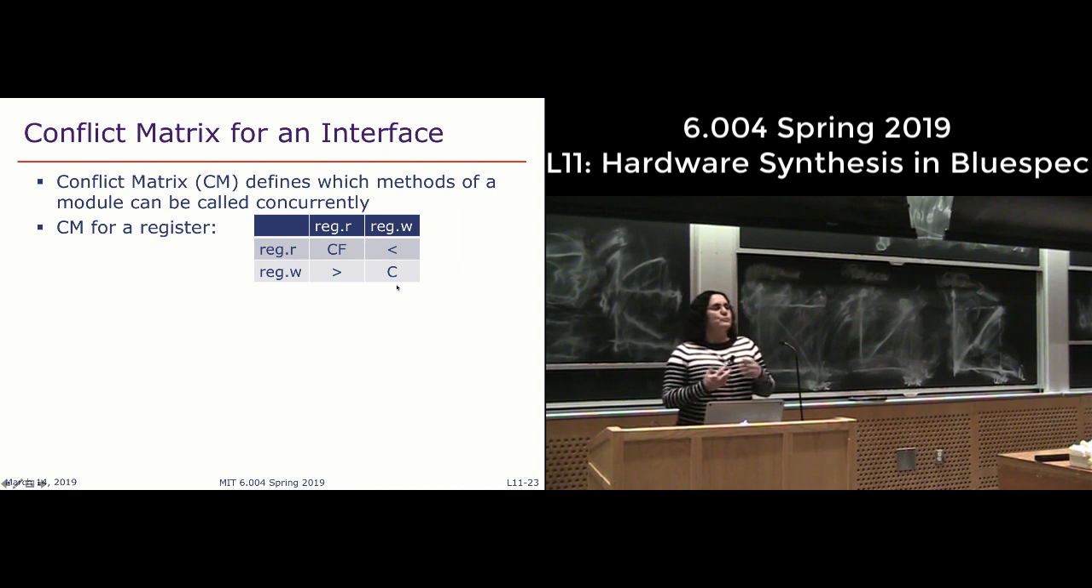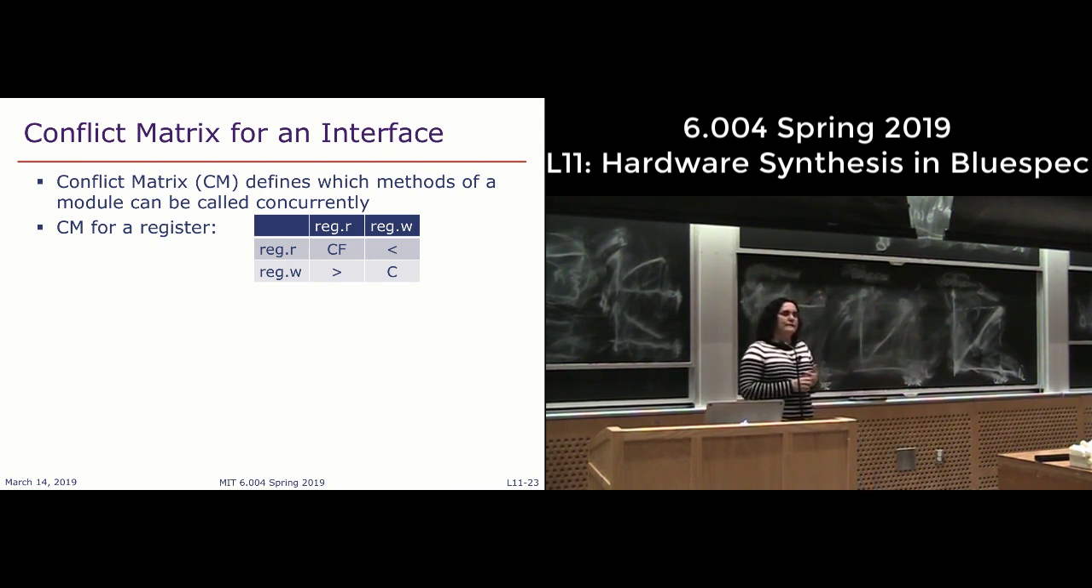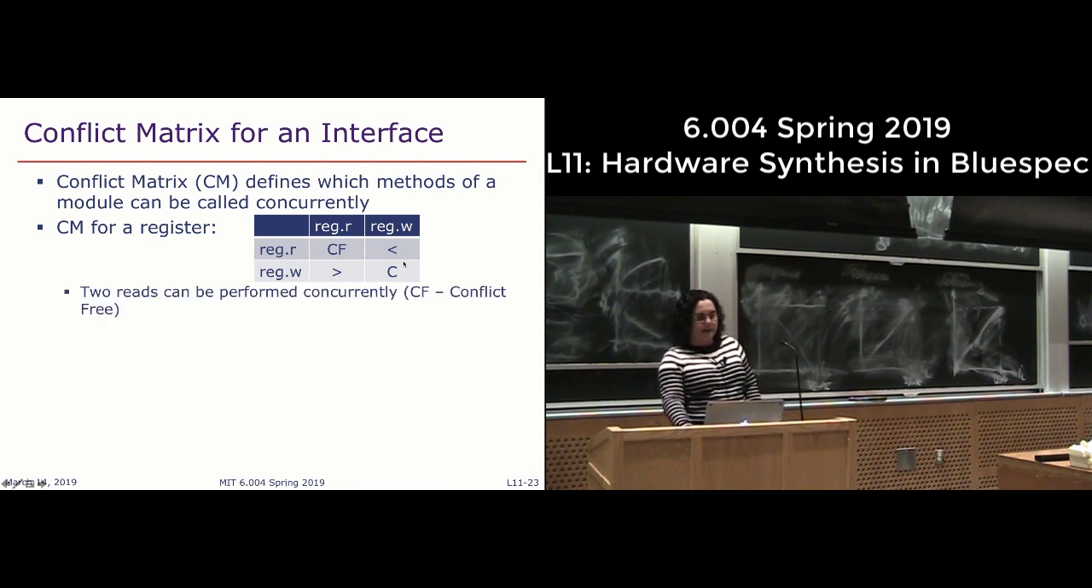What about a read and a write? You'll notice that these tables are basically symmetrical, so this box is really saying the same thing as this box. And what this is saying is that we can do reads and writes together, but the constraint is the following: when we do a read and a write at the same time, the behavior is as if the read happened before the write. And that's what this less than sign right here means, okay?